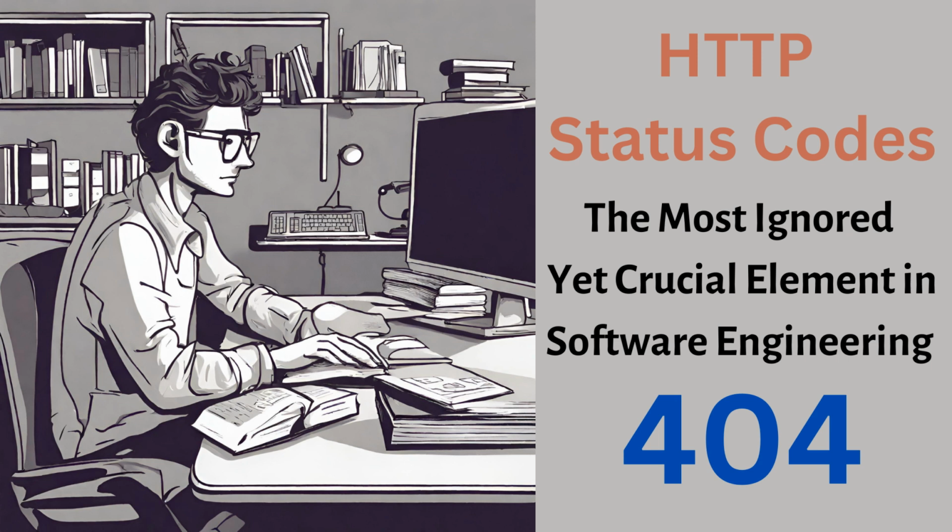And there is 409, that means conflict. The request could not be completed due to a conflict with the current state of the target resource, that means some collision exists there. And if it is 410, that means gone. The requested resource is no longer available at the server and no forwarding address is known.